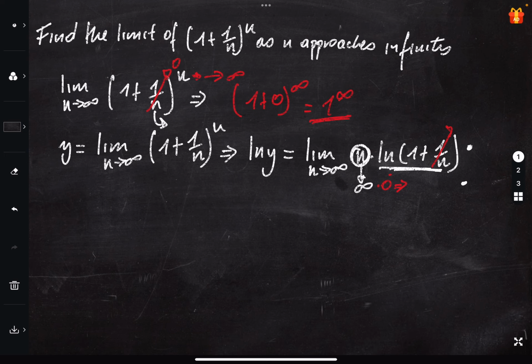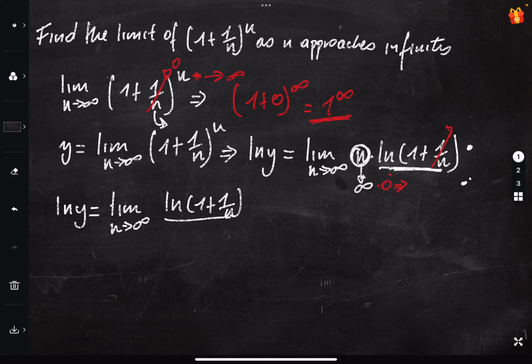L'Hopital's rule says that if we take the derivative of the top and the bottom, we can end up having the limit of what we're looking for. So once again, I have natural log of y is equal to the limit as n approaches infinity of natural log of 1 plus 1 over n over, if I want to put this in the denominator, something like n to the power of negative 1, because n to the power of negative 1 is the same as 1 over n.